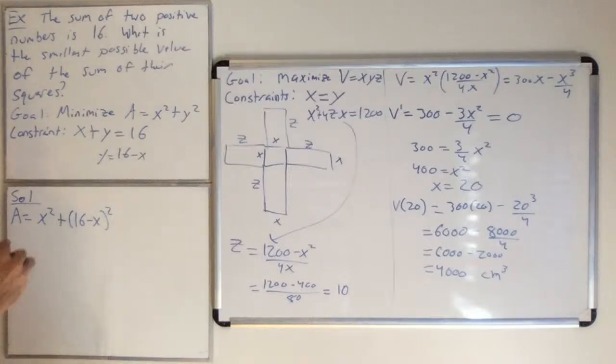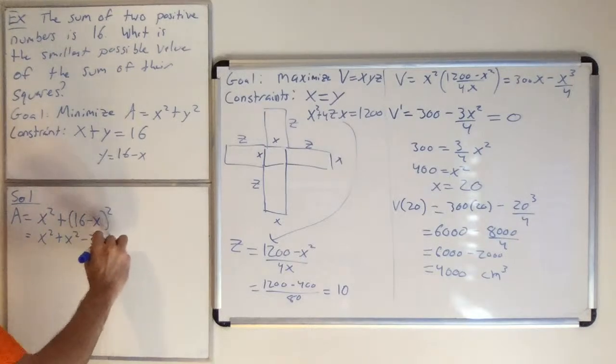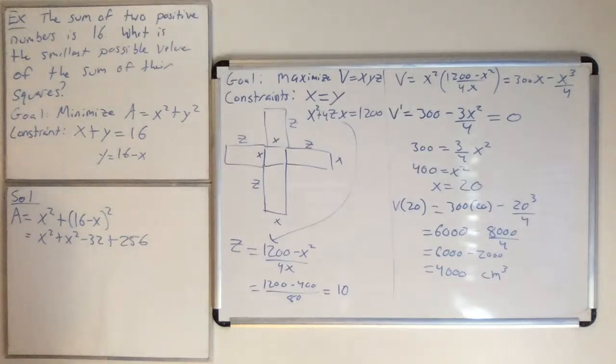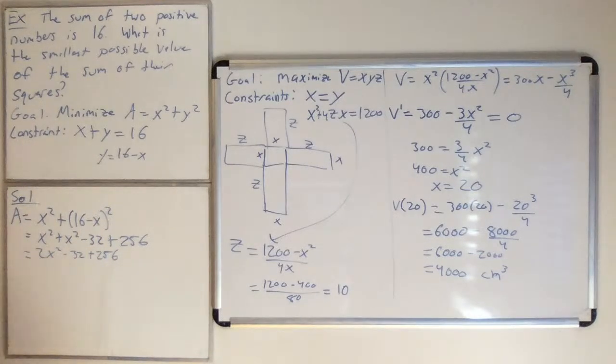And we might as well multiply this out just so we don't have to deal with the chain rule or anything. x squared plus x squared minus 32x plus 256. That's 32x. All right, now let's take its derivative and set it equal to 0, and we can solve. We get x equals 8.